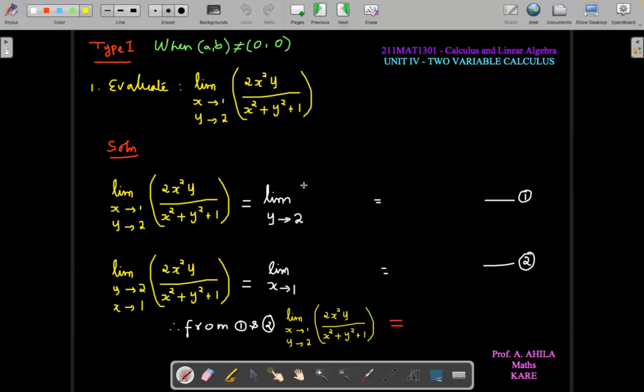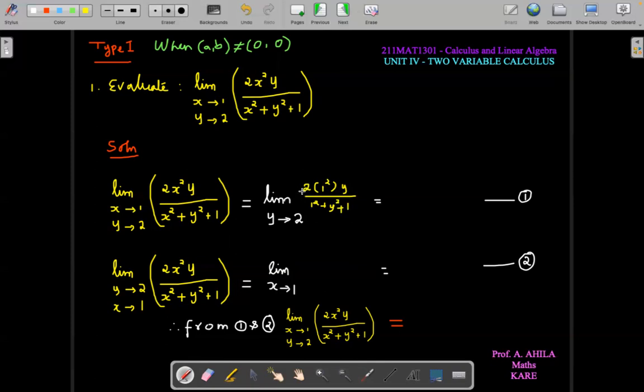So instead of x, we substitute. So 2 into 1 square into y. Only for x we substitute. So here 1 square plus y square plus 1.